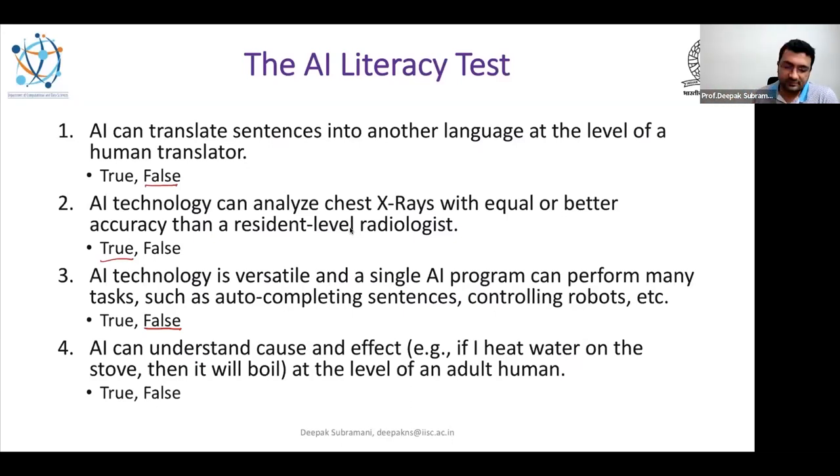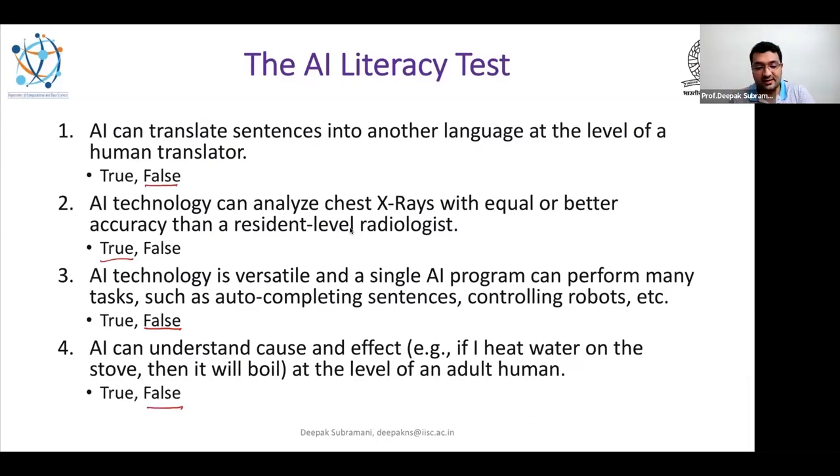So it's not possible. And the last question, AI can understand cause and effect at the level of an adult human. Example, if I heat water on the stove, then it will boil, right? About 66% of you think that is true, it is false. AI is not capable of doing that today, and for the foreseeable future, maybe in our lifetimes, I don't expect AI to be able to understand cause and effect. That is too advanced for today's AI capabilities. Over the next few years, I don't anticipate AI to understand these cause and effect relationships and to be at a level that is deployable, at a level that is put into production. It is very unlikely that it happens in the future.